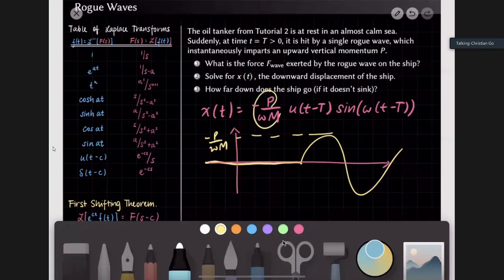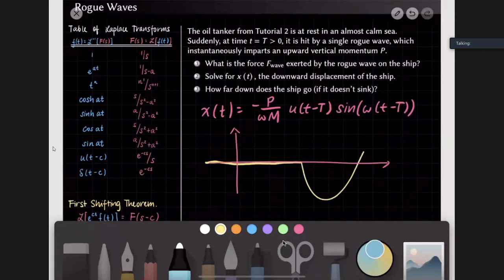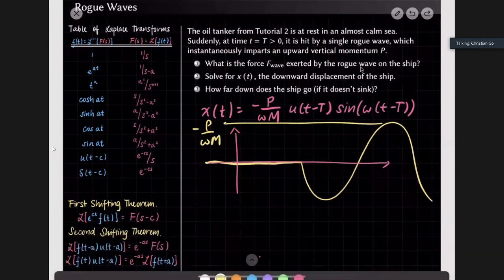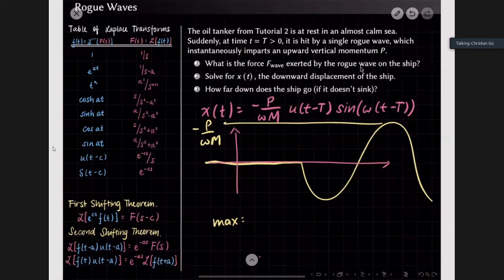Oh, wait, there's a minus sign. So x of t is going to go down first, sorry. So this is a minus sign, where this is your minus P over omega. Sine is odd, so it will flip. Yes, good. So what this means is that negative displacement is upwards. That makes sense. It's going to push the ship up first, and then it's going to go down and then back. So the maximum downward distance is P over omega m, which is your amplitude.